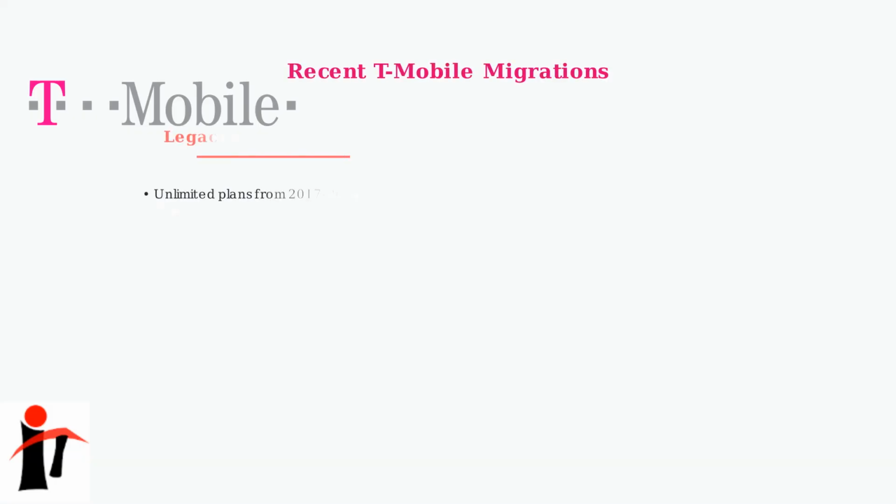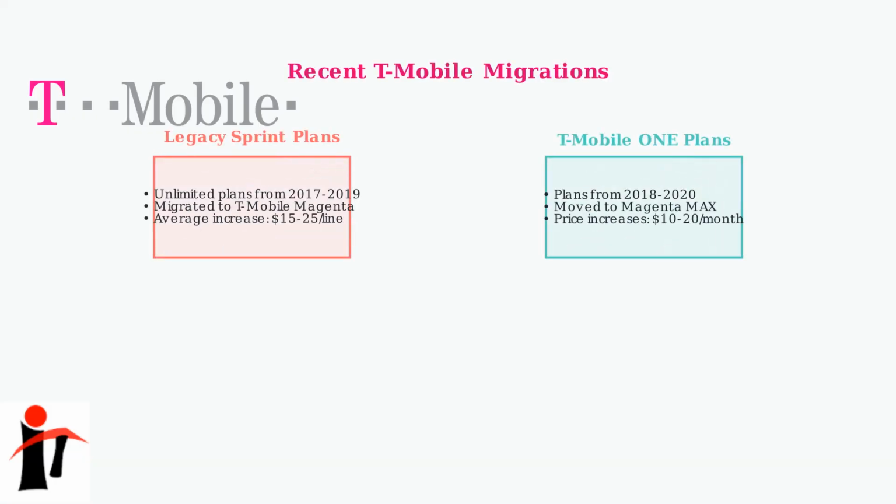T-Mobile has been particularly aggressive with migrations following their Sprint merger completion. Legacy Sprint customers and those on older T-Mobile plans like T-Mobile One have been primary targets for these forced migrations, often receiving notices of plan changes with minimal advance warning.